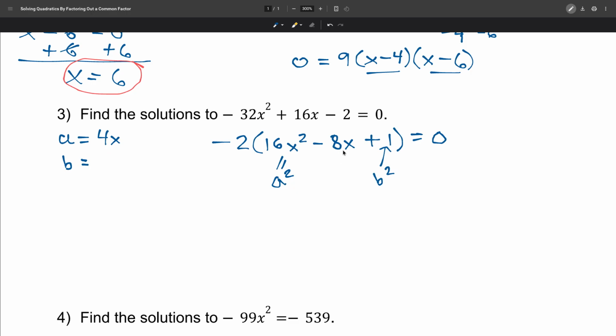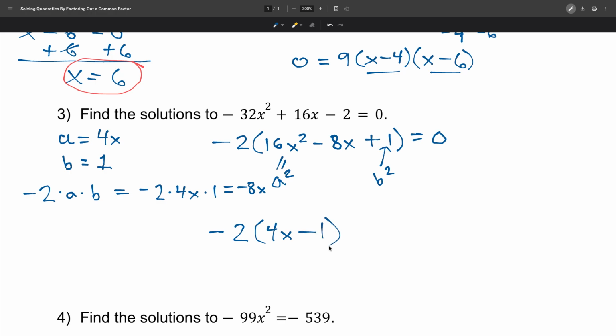well, if you see some of my other videos, I talk about the two patterns of the perfect square trinomials. You should check those out. B would be the square root of 1, which is just 1, and then a negative 2 times a times b, because this fits the pattern where you have a negative in the middle. That's going to be negative 2 times 4x times 1. That's going to give you negative 8x. So this is a perfect square trinomial here. So we can factor this into, still have the negative 2 out front, but we have 4x minus 1 squared.